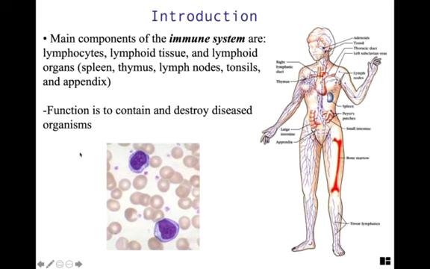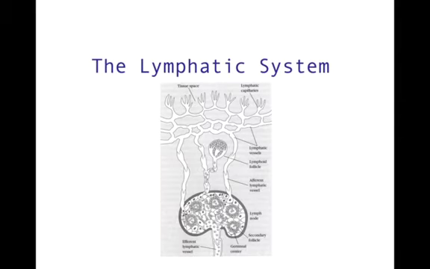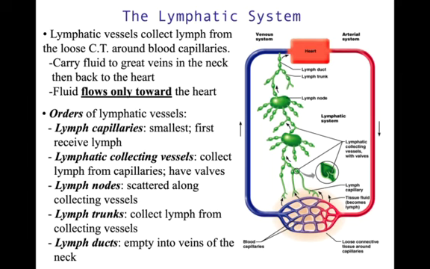So the function of the immune system is to contain and destroy diseased organisms. This is of particular importance, specifically today, in the climate of COVID-19. Well, this is the system that's going to save you, basically. Okay, so starting off with the lymphatic system.